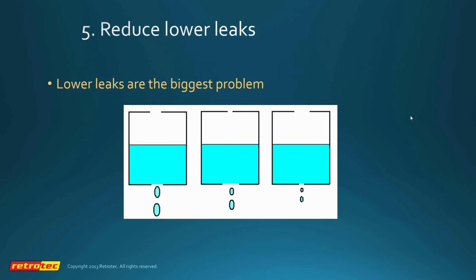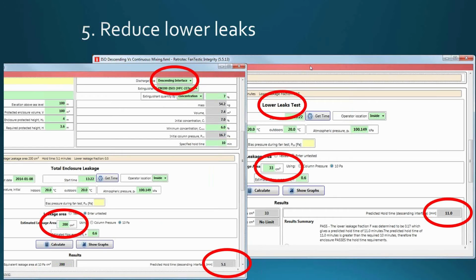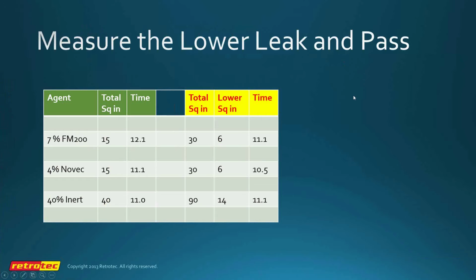Not quite, but roughly. And here we show the same thing being shown in our software, which we showed in our venting calculator. It does the same thing. Here by changing the lower leak only, total leakage is still the same, just changing the lower leak, we've gone from 5.1 to 11 minutes. So here we show measure the lower leak and pass.